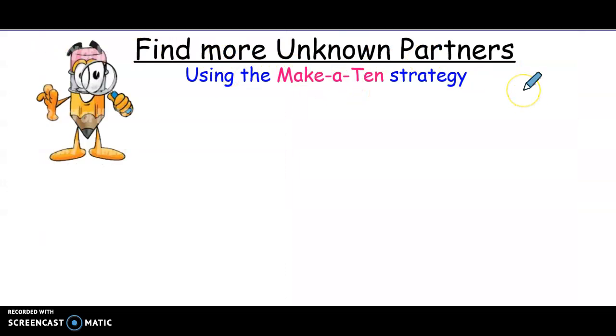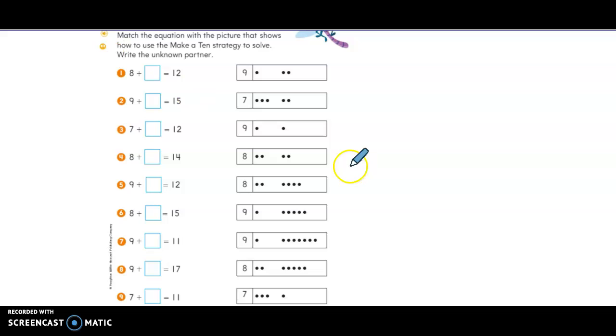Find more unknown partners using the Make a 10 strategy. Okay, I think that you got enough practice on that last page, so we're just going to let that go. All right. Here is our workbook page with Make a 10 strategy, looking for unknown partners. So what we have to do here, we have to match the equation with the picture. So our first one says 8 plus unknown equals 12.